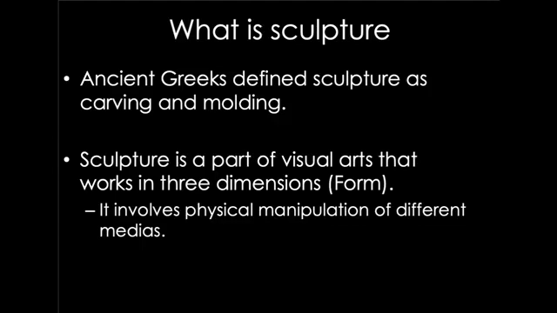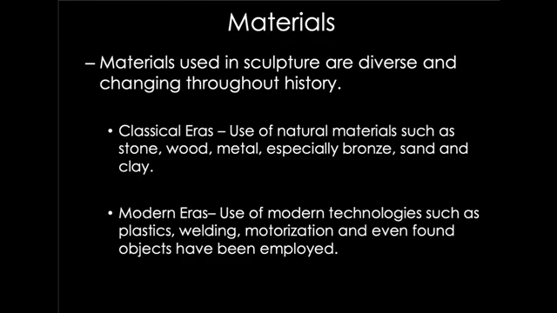Materials used in sculpture are very diverse and they have changed throughout history. In the classical eras, materials were of outstanding durability. They were metals, especially bronze, stone, and clay. Other things that were used during the classical era would definitely be wood, but it's not as durable and it seems to compress and decay quicker than others.